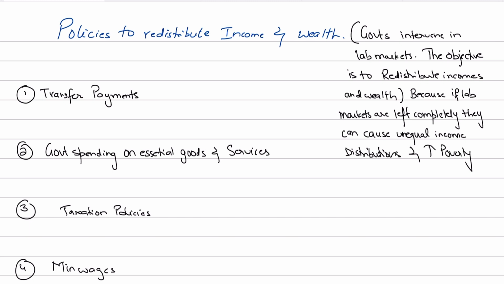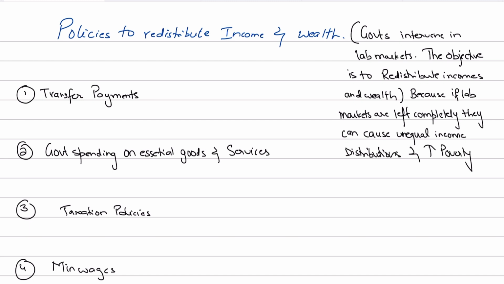Now, the policies that are aimed to redistribute income and wealth in society, because that is one of the macroeconomic objectives, not a very core macroeconomic objective, but yes, it is one of the macroeconomic objectives, to create equal and equitable distribution of income in society. Now, how does the government do that?